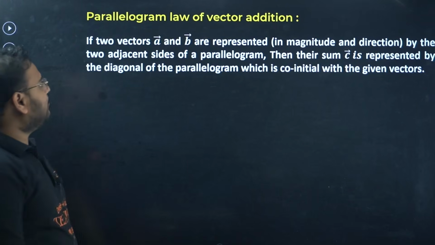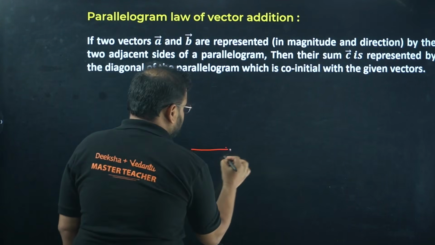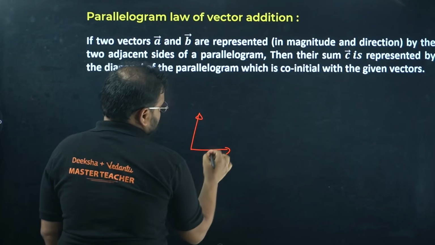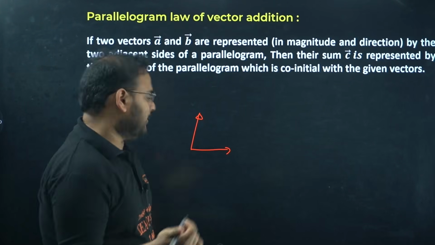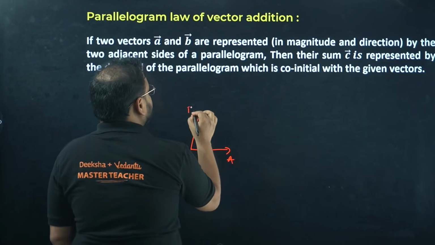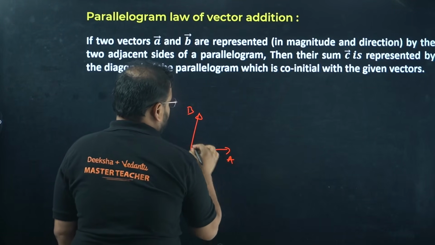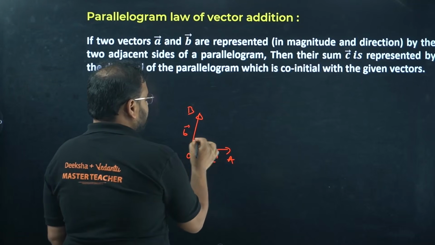Next, parallelogram law of vector addition. As simple as that, same thing. If you have the vectors attached in this format, basically the vectors are the adjacent sides of a parallelogram. Let's say this is my vector OA, vector A, and this is vector B. The angle between them is also given as theta.